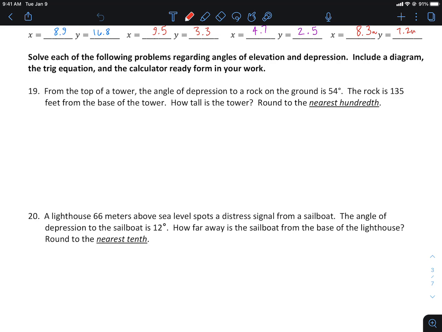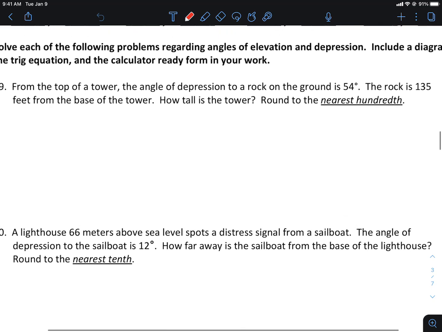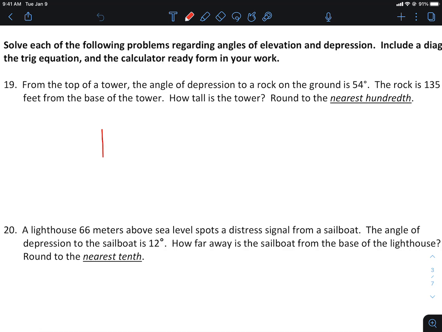All right, number 19, you got the word problem starting here. From the top of the tower, the angle of depression to a rock on the ground is 54 degrees. So I'm going to draw a vertical thing here for the tower, something kind of like that. And then there's a rock on the ground. So you can kind of draw this.